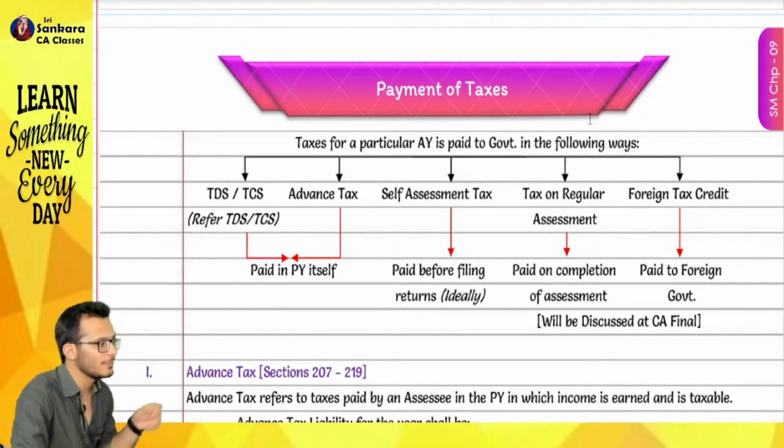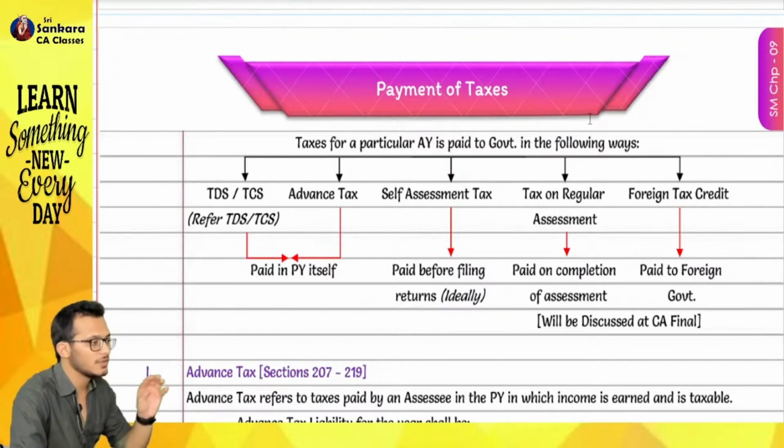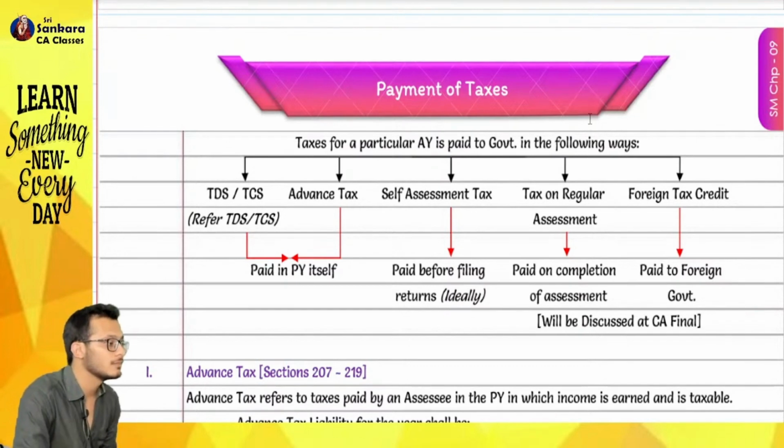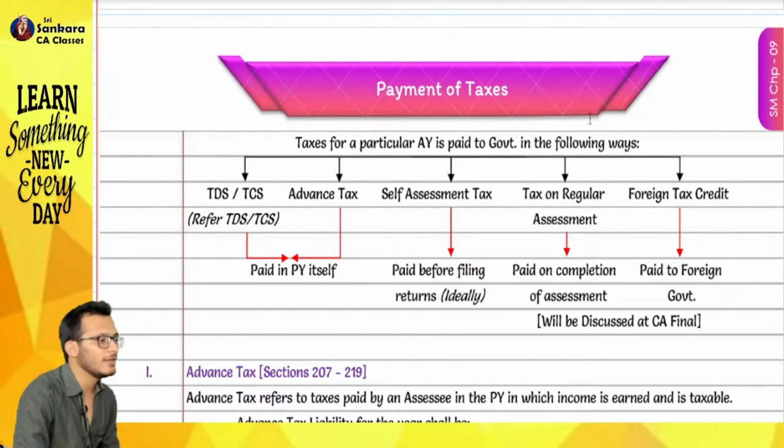We said, boss, during the previous year, let's do one thing. One option is where you deduct it from source, called TDS. The other option is collected from source, called TCS. We said, boss, these are all responsibilities on the other person. What should I do? Here is where they came and said, boss, if that is the case, then you do one thing. Every quarter you pay me something called advance tax.